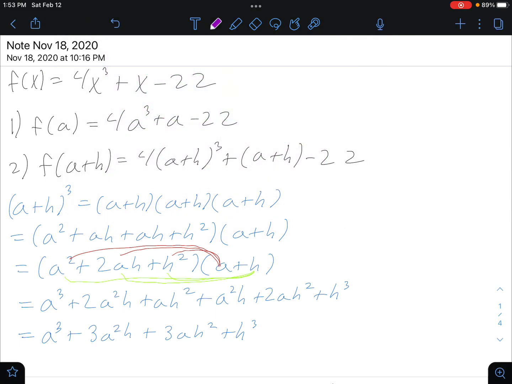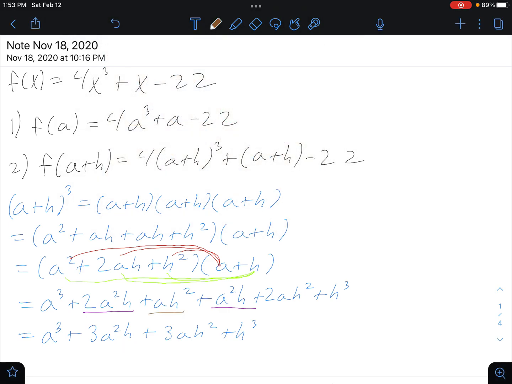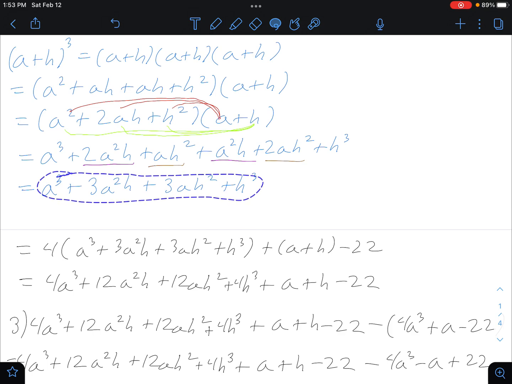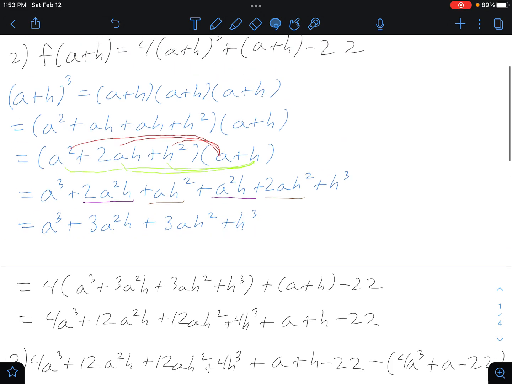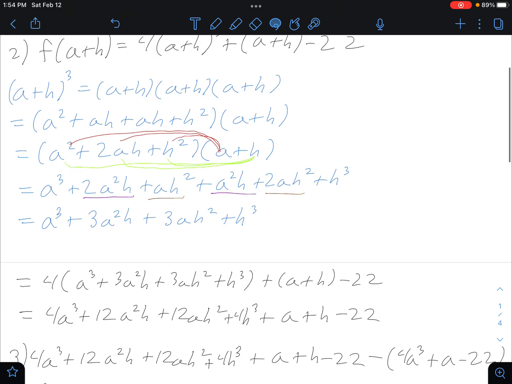Combine like terms: 2a squared h plus a squared h is going to get 3a squared h. All right, we can underline in another color, ah squared plus 2ah squared is 3ah squared. And that is the expansion of a plus h to the third power. So remember, this large polynomial here only replaces a plus h to the third power, right? There's still the rest of this function to contend with.